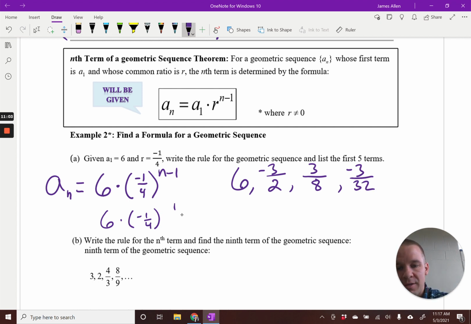Now to the 5th, or to the 5 for n, which would be to the 4th power. So it's going to be positive now. We do see that alternating positive, negative. Okay, so 4 to the 4th is going to be 256. So 6 over 256 will reduce to 3 over 128.